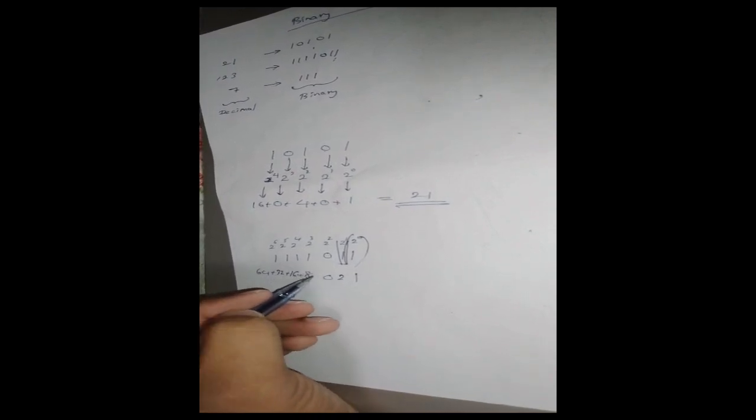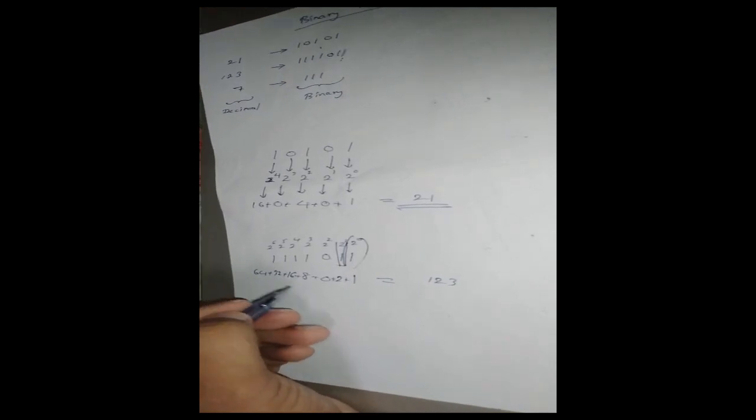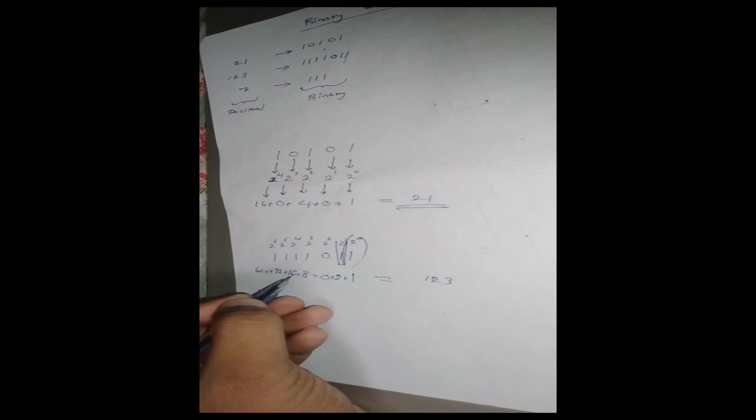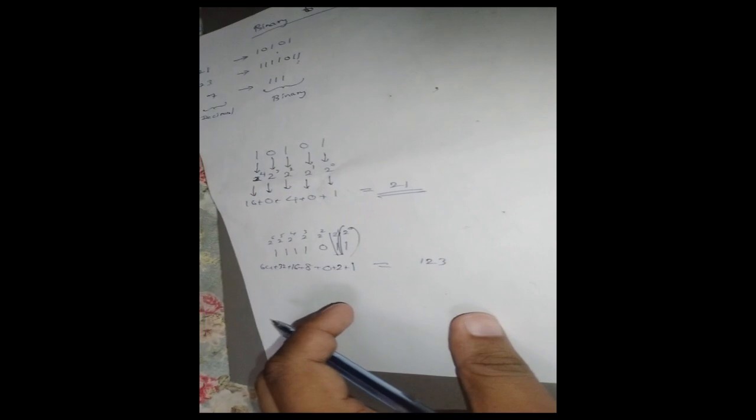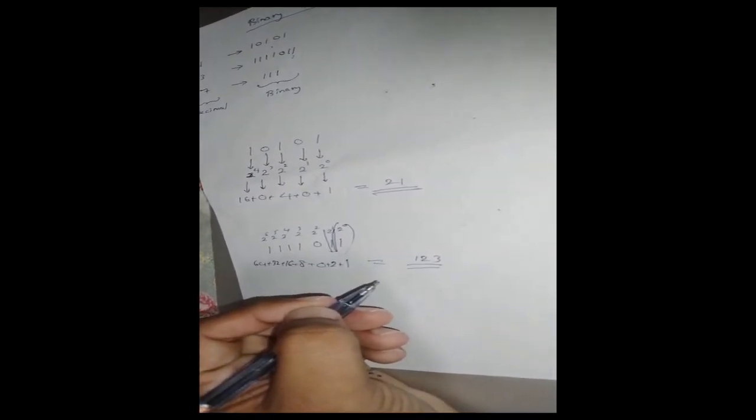Now let's add all this. Finally we will get 123. Okay. Yeah, 64 plus 32 is 96, 96, 112, 120, 123. Yes. So we got the second decimal value. Okay, now do the conversion for the last one.